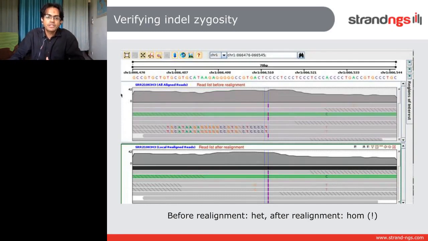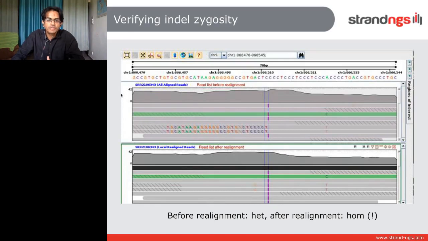But if you actually did realignment here, which is one of the stages in the DNA-seq workflow, you actually see that it's a homozygous variant. So in some scenario where realignment was not run, it can be run to verify that a particular indel is homozygous.